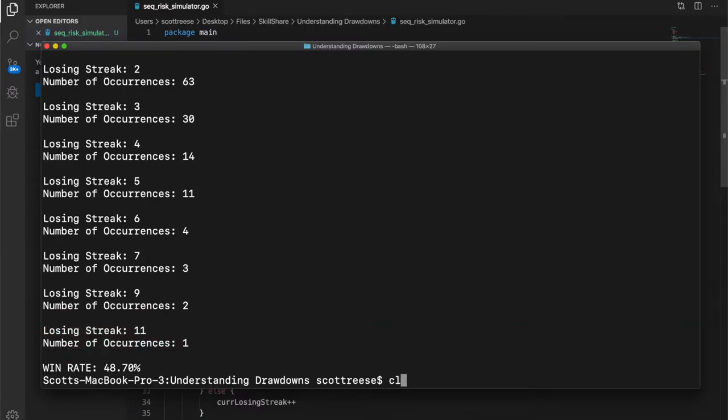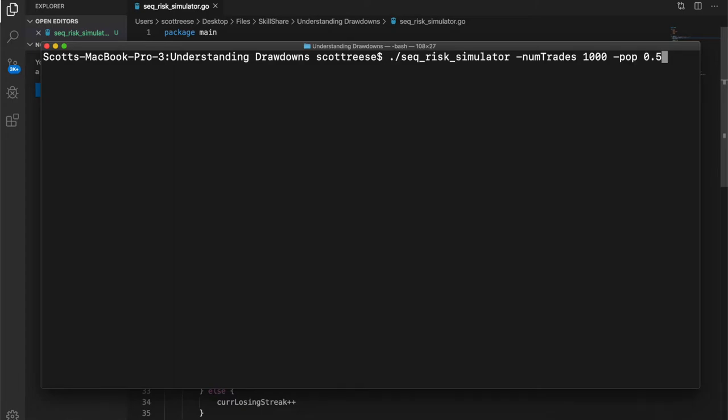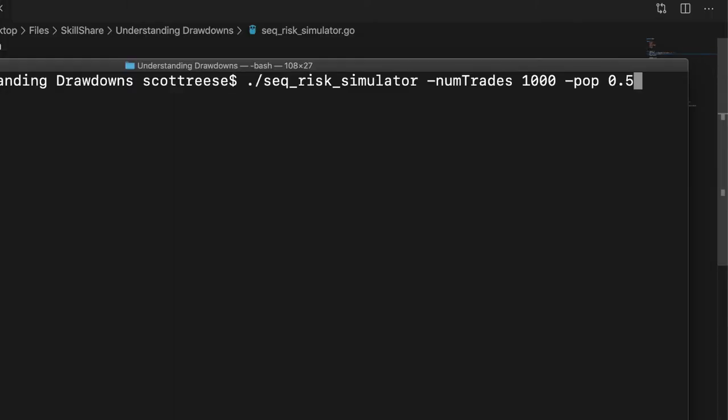So next, let's clear the screen here and reset things. We're going to do the same thing again, but instead of a 50-50 shot of making money on any given trade, we're going to give each trade a 70% chance of turning a profit.